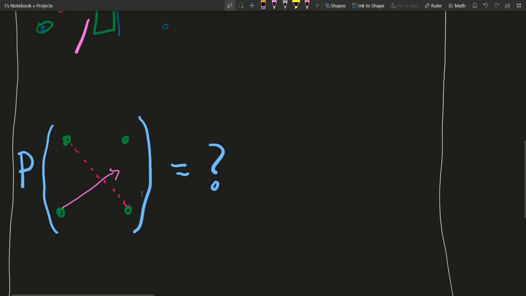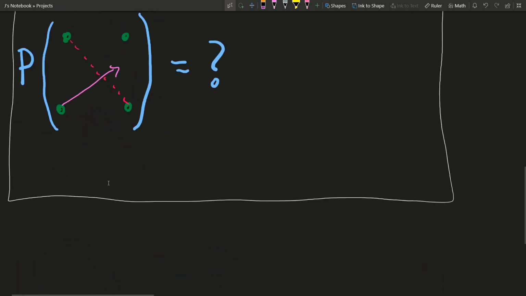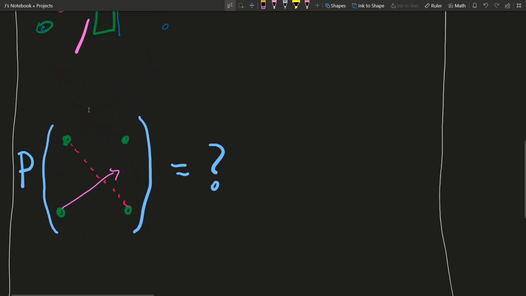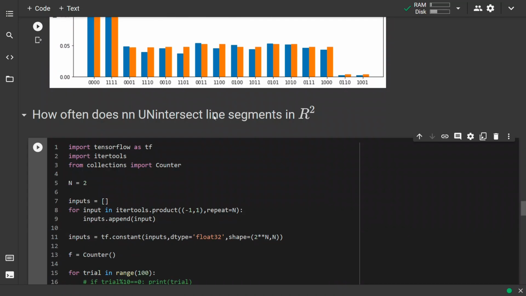So the first step for this neural net to be able to represent a parity function is what's happening down here. We have to unintersect the line segments. You connect opposite corners. I don't have the other one illustrated here, but there are 2 line segments and you have to unintersect them. So that's what we're looking at in this video: how frequently does that actually happen.